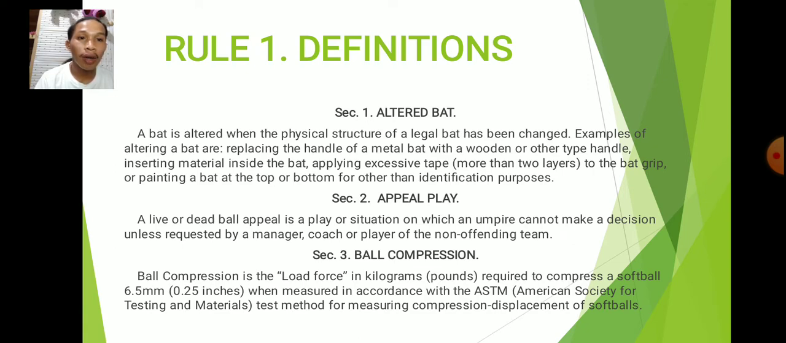Section 3. Ball compression. Ball compression is the load force in kilograms or pounds required to compress a softball 6.5 millimeters, or the equivalent of 0.25 inches, when measured in accordance with the ASTM, American Society for Testing and Materials, test method for measuring compression displacement of softballs.